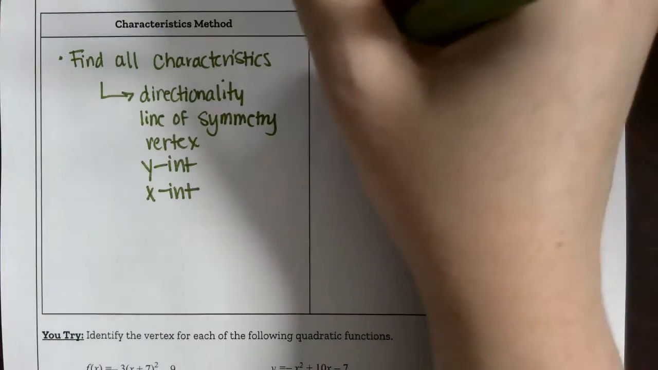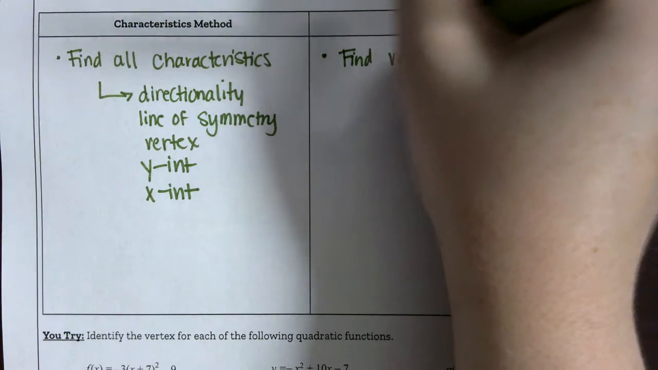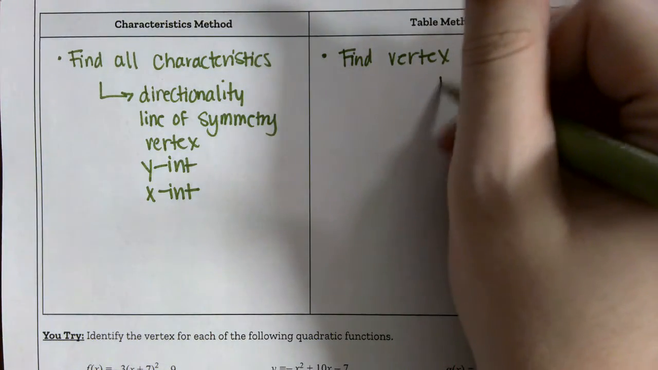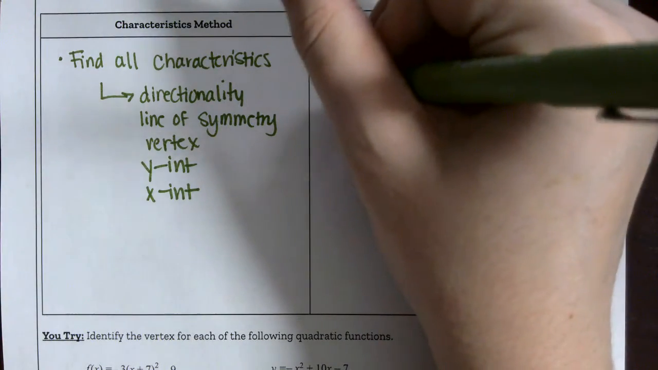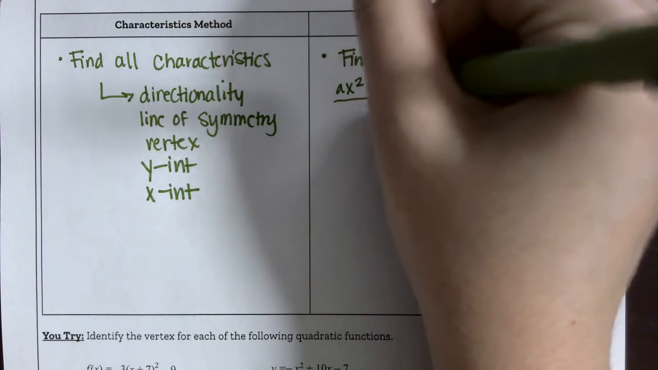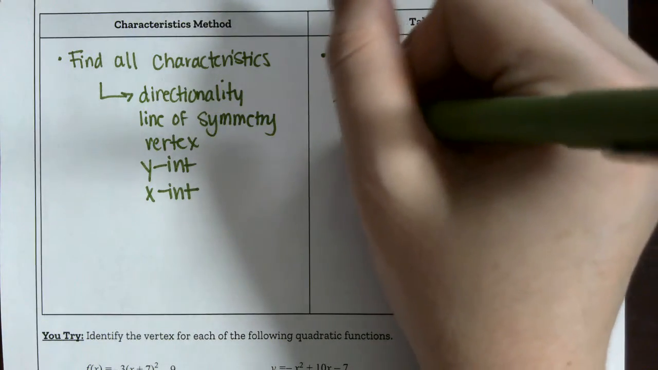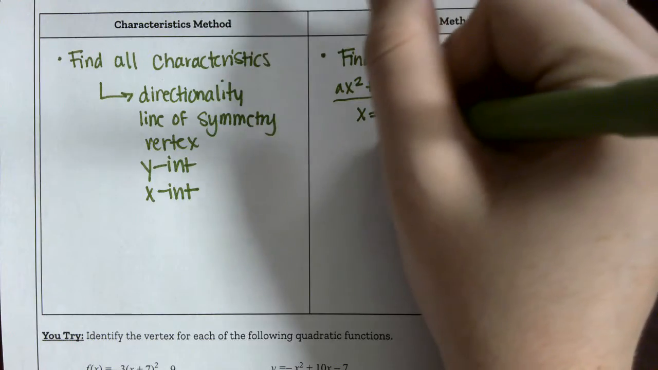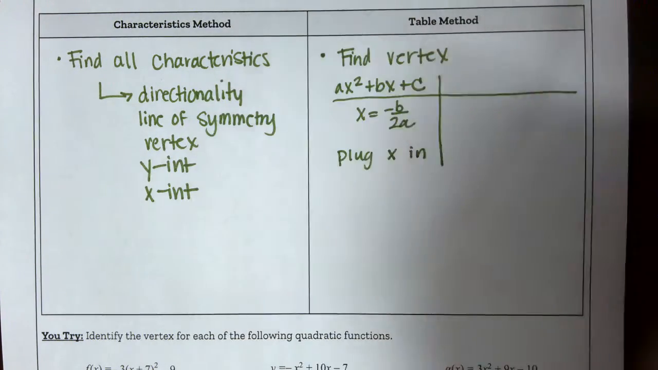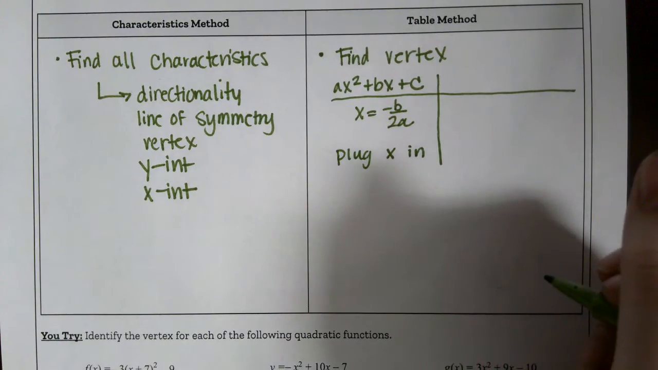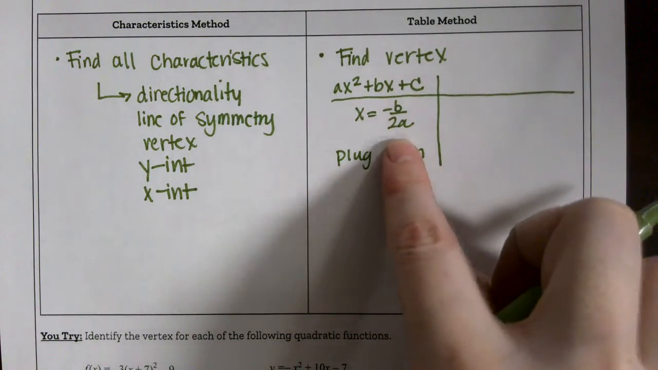So the table method starts by finding the vertex. And there are two ways that we can do that. The first way is what you already know, which is when we have our quadratic in standard form. You can use our line of symmetry formula to find your x, and then plug x in to find your y. So this is kind of what we've been doing.